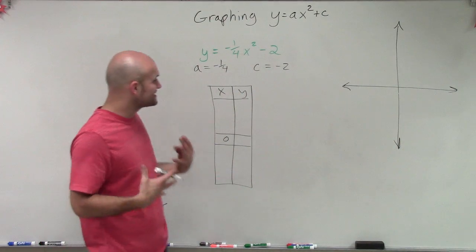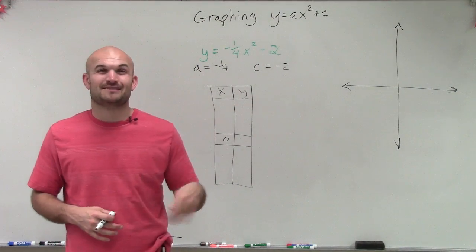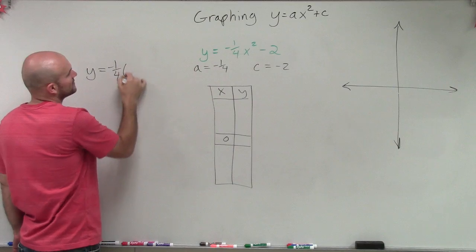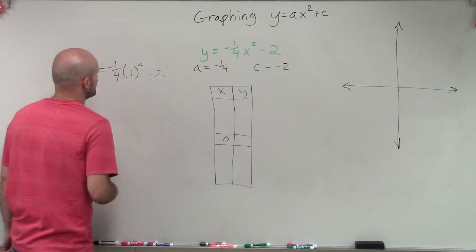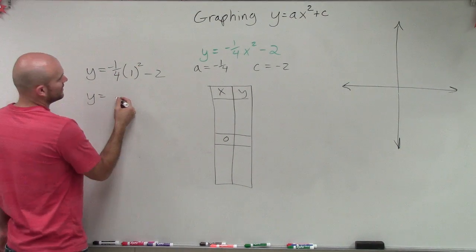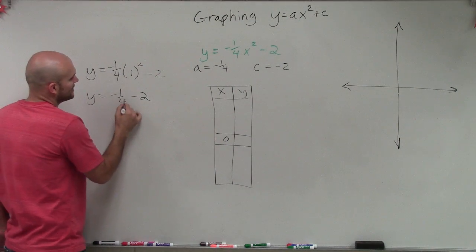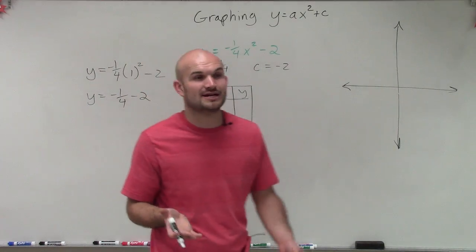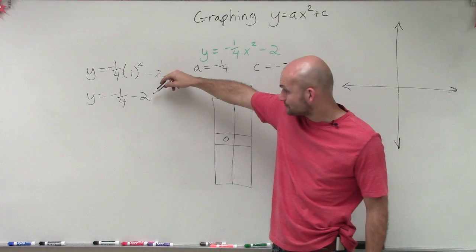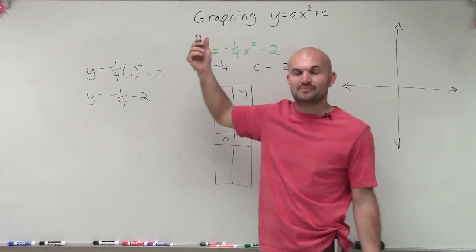However, to make the math simple, I'm probably not going to want to use values that give me a lot of fractions. Point in case: if I use the number 1, negative 1/4 times 1 squared minus 2. First, 1 squared is 1, and 1 times negative 1/4 is negative 1/4, minus 2. Now, there's nothing wrong with this. You should know how to convert fractions, convert this to negative 8 over 4, and then simply subtract to find the fraction.